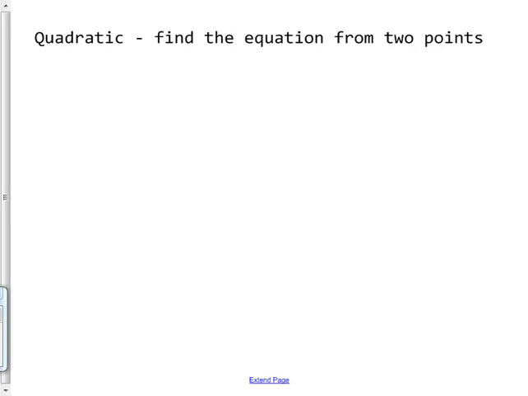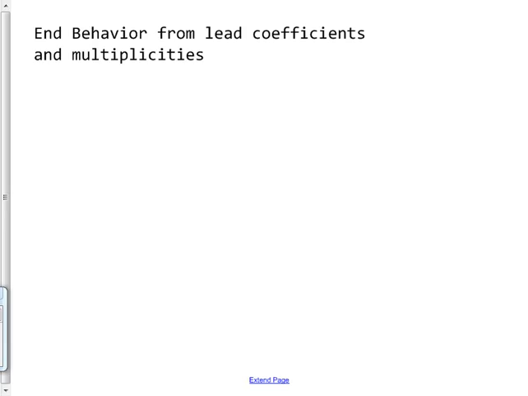I also cover how to do quadratic, which is finding the equation from 2 points when it's a quadratic. They've got to give you the vertex and one other point. And I show how to do that in that video also. The general form for that one is y equals a times x minus h squared plus k. And if you're like, what the heck are you talking about? Then you better go watch the other video. Just giving you a reason you may want to watch that.